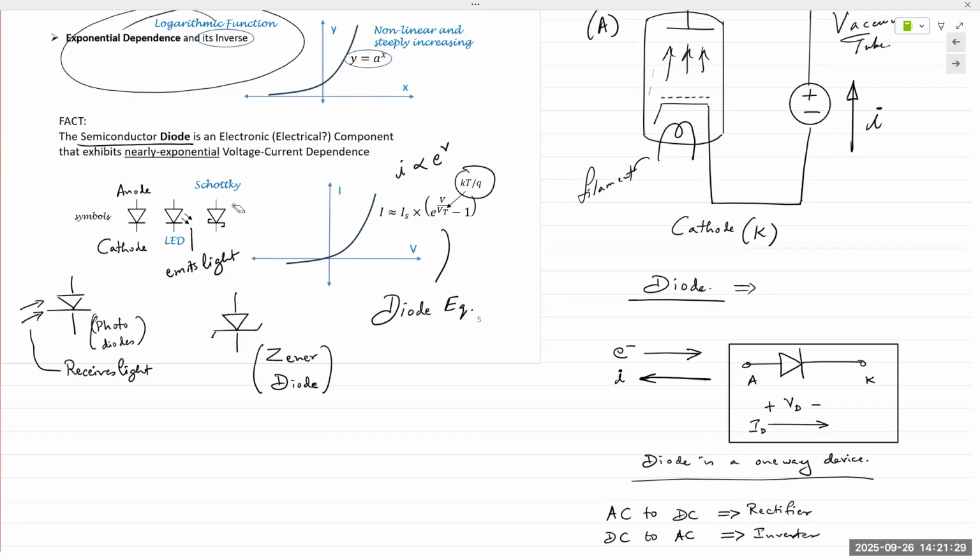They operate like normal diodes in the forward, the one-way operation, but in reverse operation, there are specific applications for those. And again, that is something that you will study in 315.